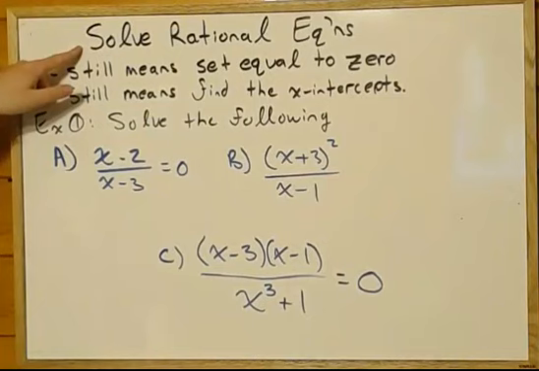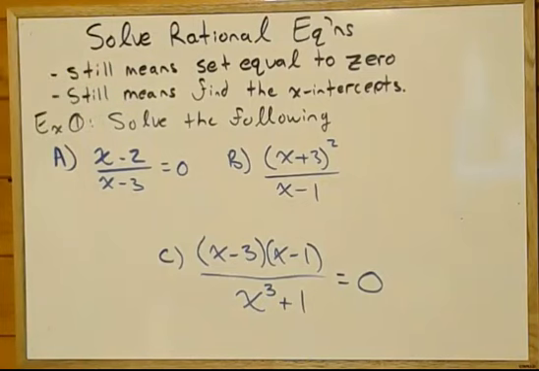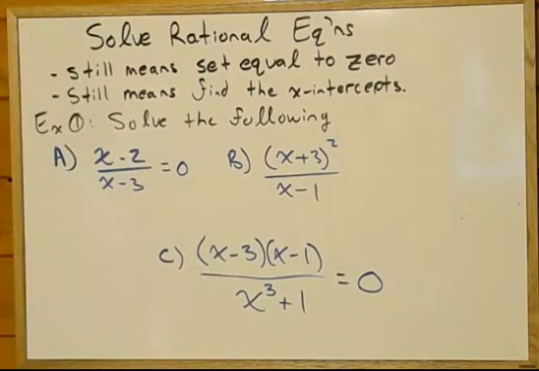So, today we're going to be looking at solving some rational equations. And for terminology purposes, when we say to solve a rational equation, everything we said about polynomials previously with respect to their solutions applies here. So, as a reminder, this still means we set this thing equal to zero to figure out which values of x satisfy the equation. And depending on the circumstance, it still means to find the x-intercepts.